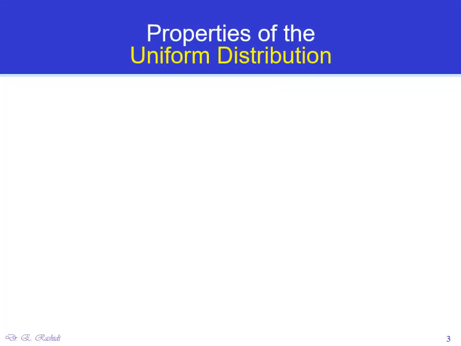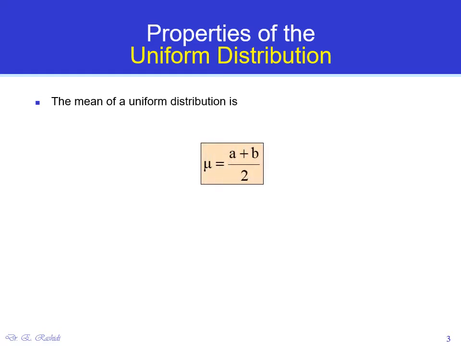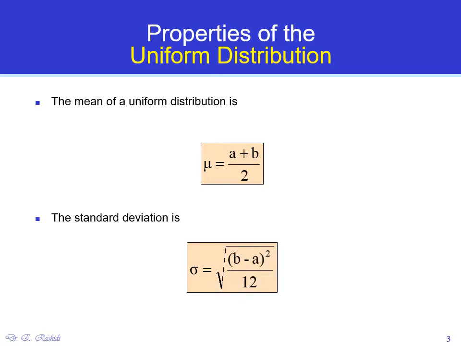Properties of uniform distribution. The mean of a uniform distribution is a plus b divided by 2. And the standard deviation is the square root of b minus a squared divided by 12.